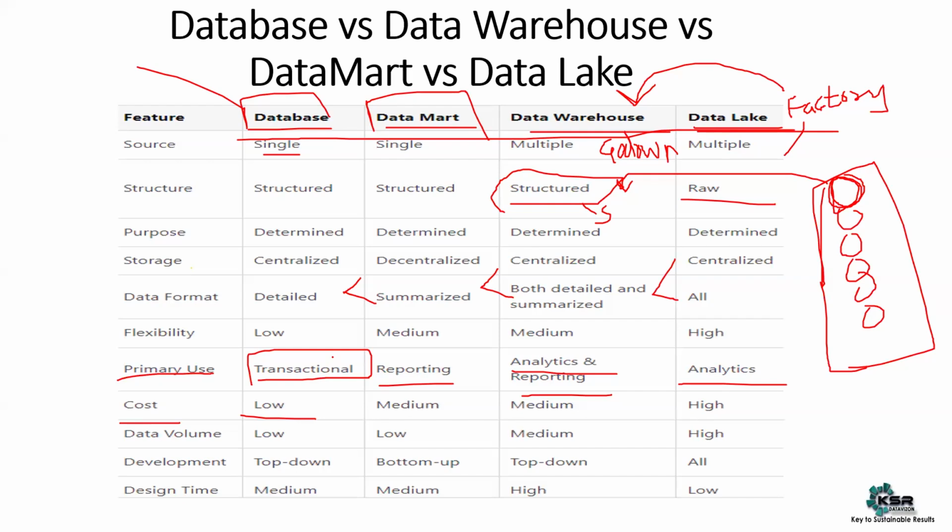Why? Because it is updating frequently, need not maintain all the historical information. Whereas data mart is medium, even data warehouse is medium, but data lake is very high. Why? Because data lake handles bulk amount of data. Your all historical data can be dumped to the data lake.